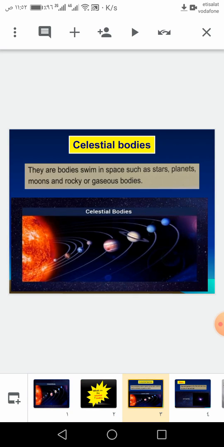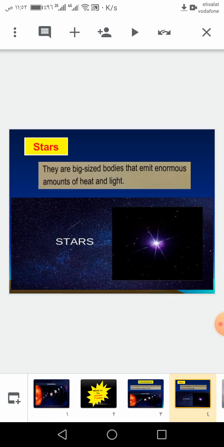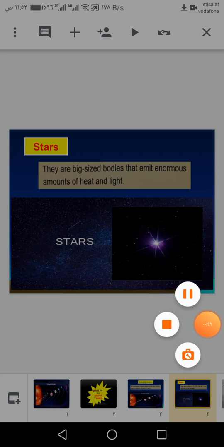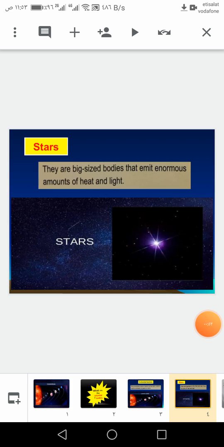So celestial bodies are bodies that swim in space, such as stars, planets, moons, and rocky or gaseous bodies. For example, stars. When you look at the sky on a clear moonless night, you will see a huge number of bright bodies. These bright bodies are called stars. Stars are big-sized bodies that emit enormous amounts of heat and light. Enormous means huge or massive.